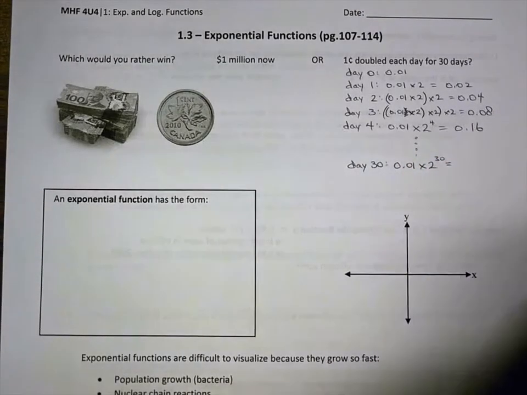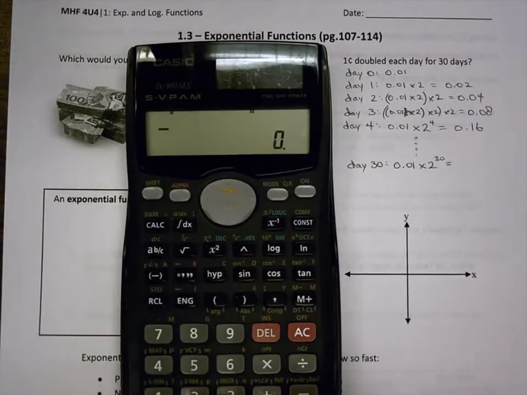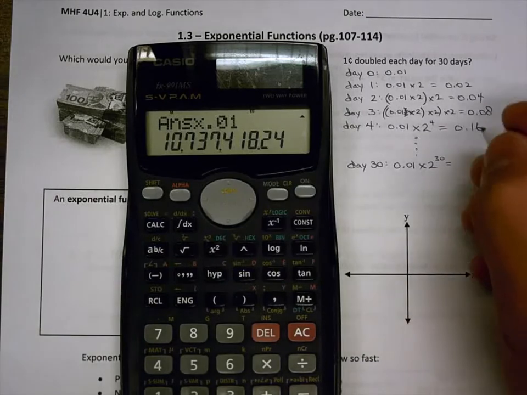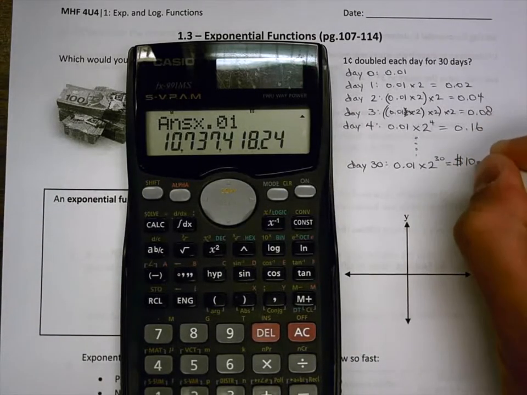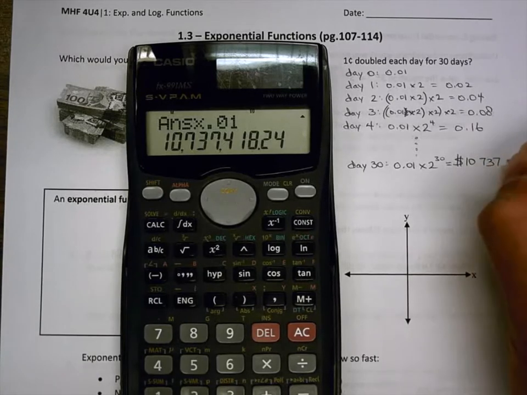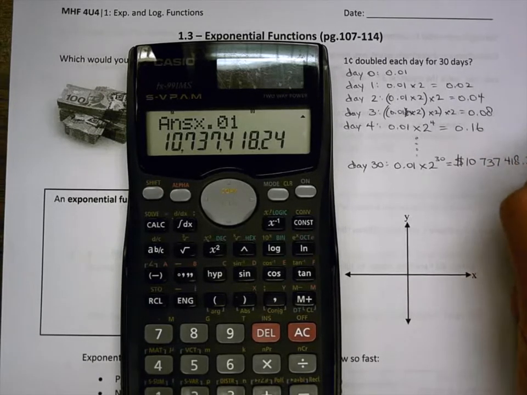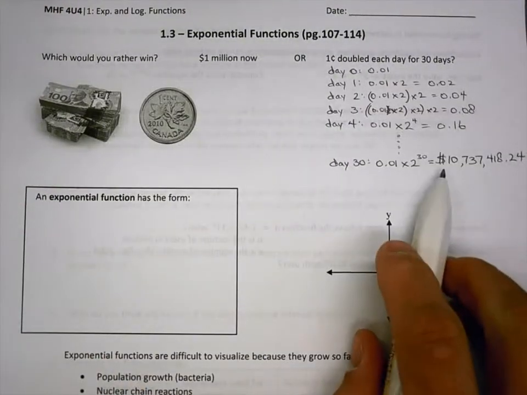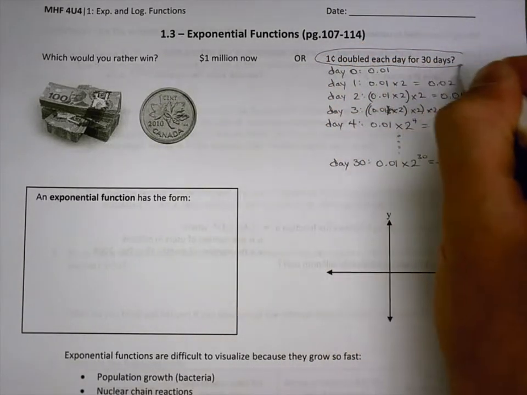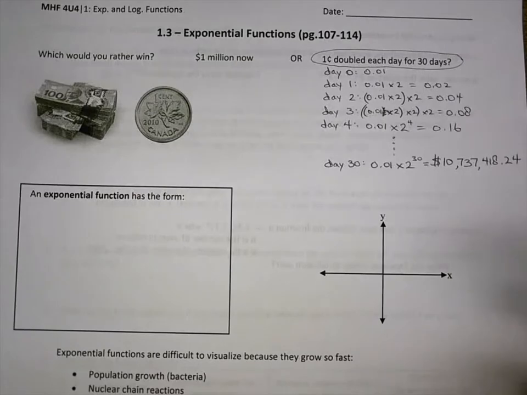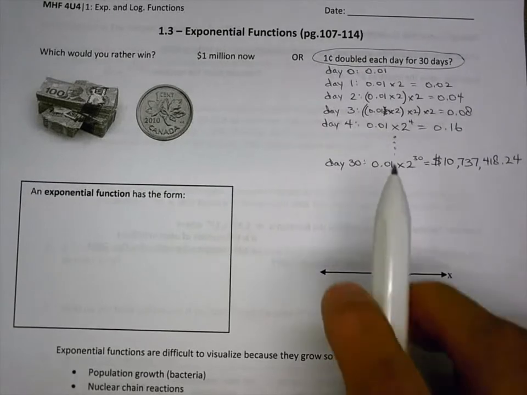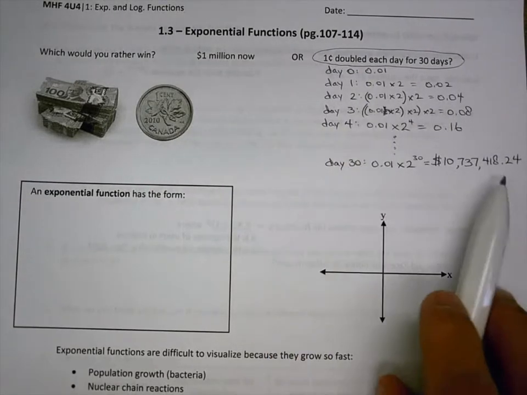I don't know 2 to the 30 off the top of my head, so let me just do my calculator here. So I have 2 to the power of 30 times 0.01, and that gives me 10,737,418.24. Wow. So it appears that you would definitely take the 1 cent doubled each day for 30 days. And we've just witnessed the power of exponential growth, an exponential function. In 30 days, you go from 1 cent to 10 million.